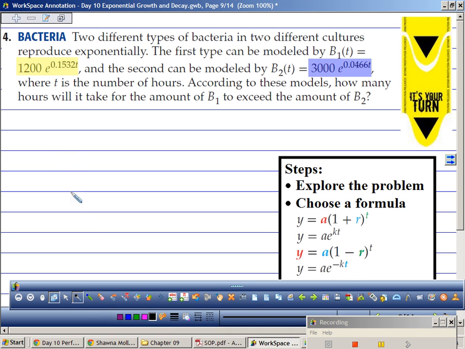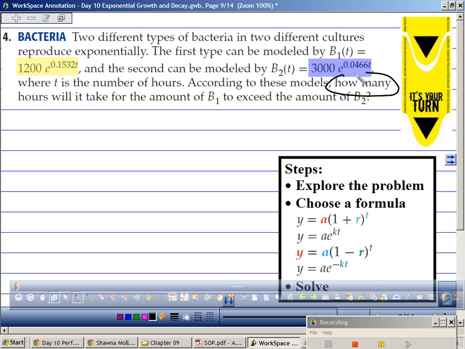No, not just start plugging stuff in. What did they just ask us for? First of all, what are we looking for? Time, how long, right? How many hours before what? Before this one is bigger than that one. How can I write that in math? This one is bigger than this one.